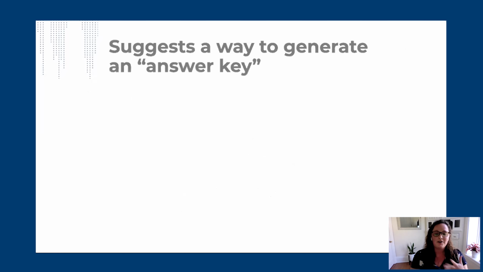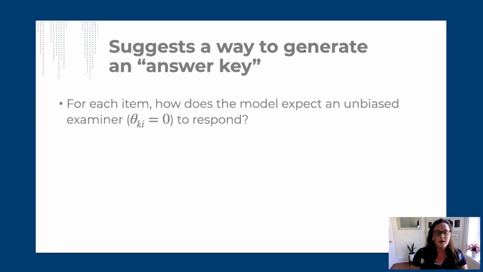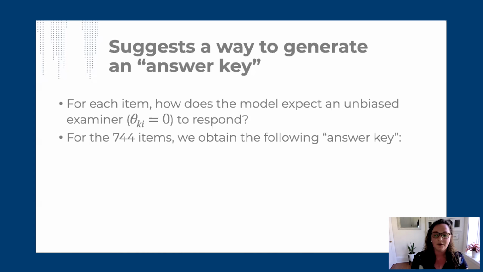And so if we think about generating an answer key, and I put answer key in quotes here because I'm not really interested in giving out scores, but more in figuring out what the responses are expected to be for each item. Here, for each item, I'm trying to gauge how the model expects an unbiased examiner to respond. So if all the thetas are equal to 0 and there are no examiner tendencies at all, what do we expect for that item? For the 744 items, we obtained the following answer key.